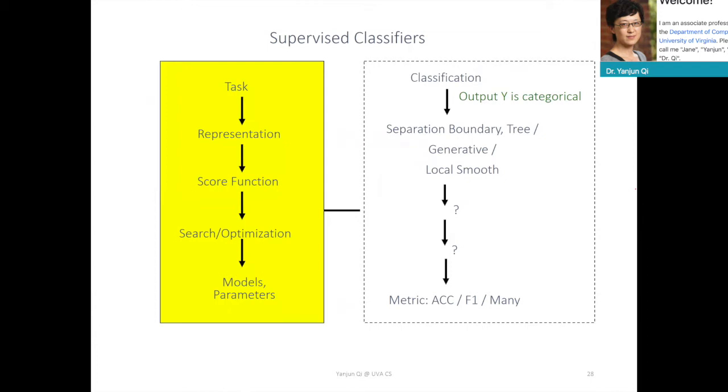This is a repetition: 3 groups: separation boundary, generative, and local smoothness-based instance classifiers. In the next section, the beginning class, we're going to talk a little bit about metrics. When we talk about classification, we're not using the same kind of metrics we use for the regression model. In your homework 1, we asked you to report the mean square error. Mean square error is a metric to evaluate how your model behaves, so don't confuse that with your gradient descent implementation.